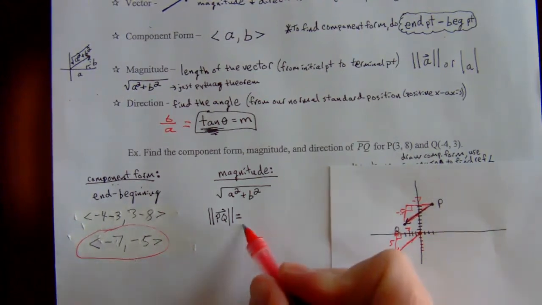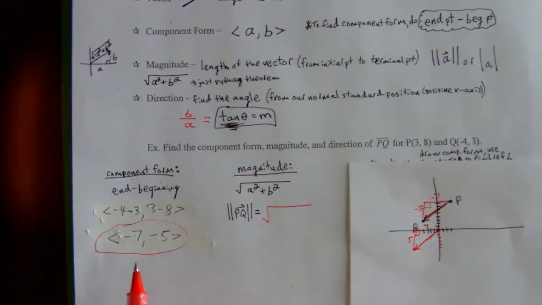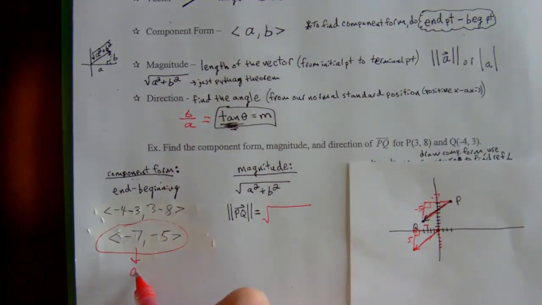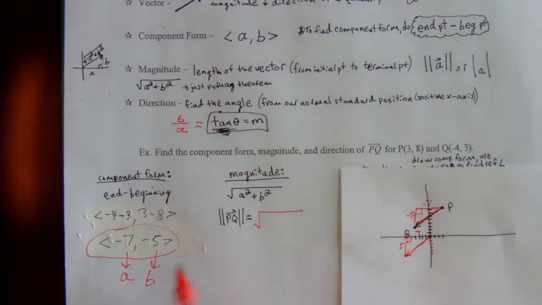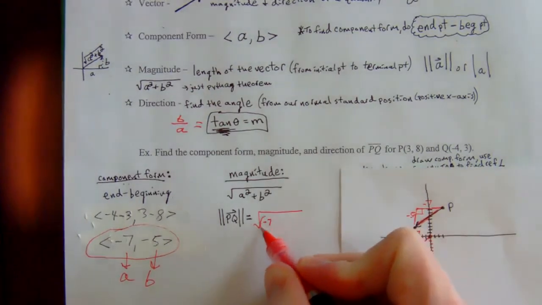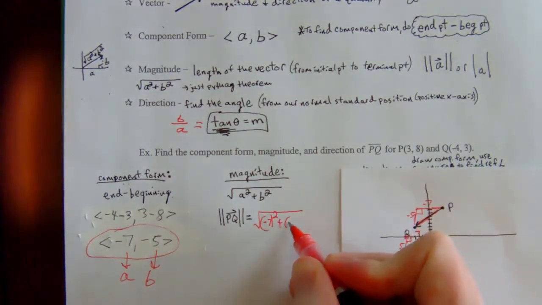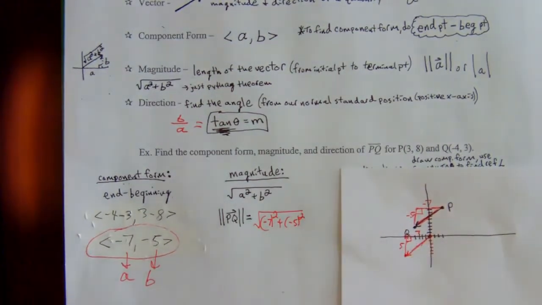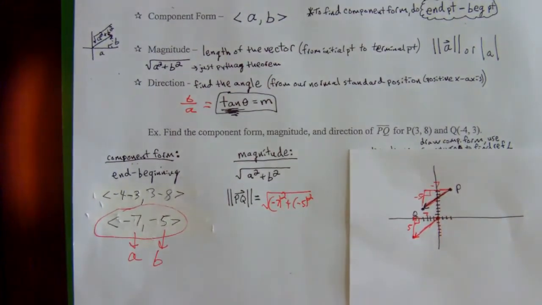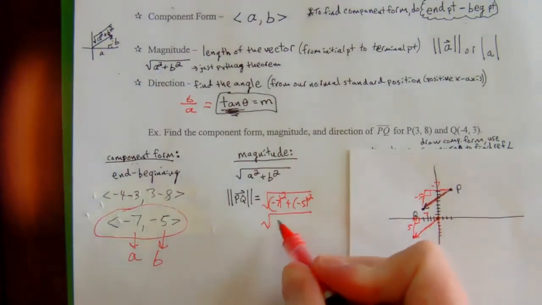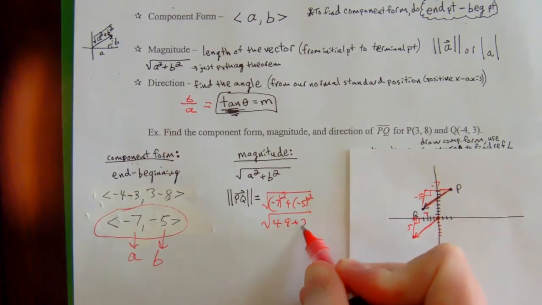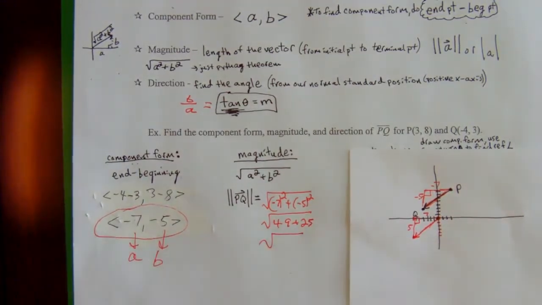And so on this problem, we're going to go to the square root. This is my a right here. This is my b. That's the vector in component form. And so you're going to do the square root of that -7 squared plus the -5 squared, right? Put those in parentheses if you're plugging those into the calculator. When you square something, it's always positive, but that's just going to be 49 plus 25. And we should be able to get the exact values for these things instead of just a decimal answer.